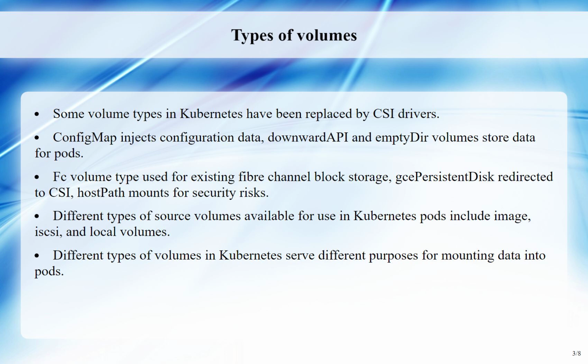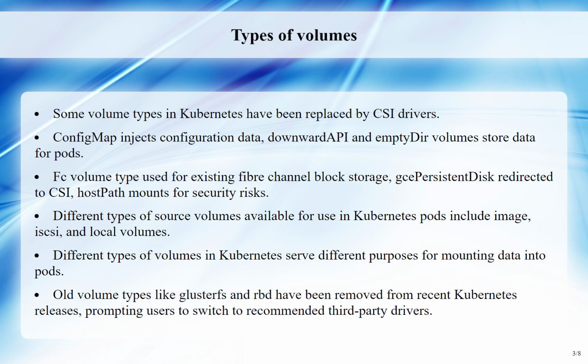The secret volume is used to pass sensitive information, such as passwords, to pods, and the projected volume maps multiple existing volume sources into the same directory. Deprecated and removed volume types, such as GlusterFS and RBD, have been removed entirely in recent Kubernetes releases. Overall, while there are various types of volumes supported in Kubernetes, it's important to stay updated on the deprecation and removal of certain volume types and switch to recommended third-party drivers for better support and functionality.